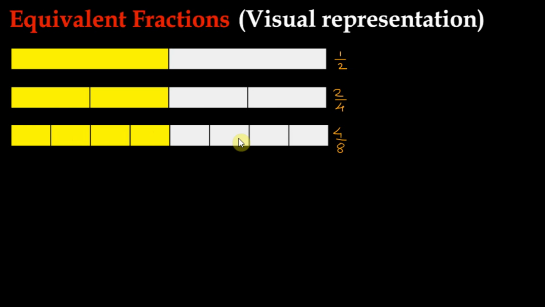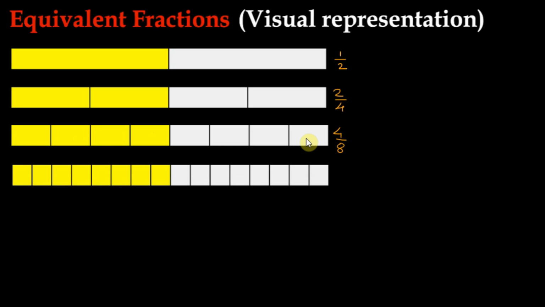Let's divide these 8 parts further into halves. Now there are 8 out of 16 equal parts shaded. So to represent the shaded parts, we will write the fraction as 8/16.